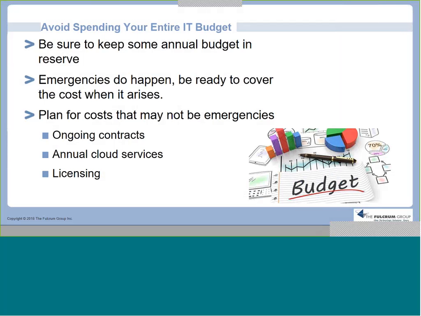Make sure you're also staying on top of your ongoing contracts, your annual cloud services, licensing, warranties, things of that nature. Make sure that you have those items covered and you're budgeted for. The last thing you want to do is receive a renewal notice for an item you didn't budget for, and then have to go get budget money to cover that item. Just make sure that you have all your obligations covered and spoken for and budgeted for.